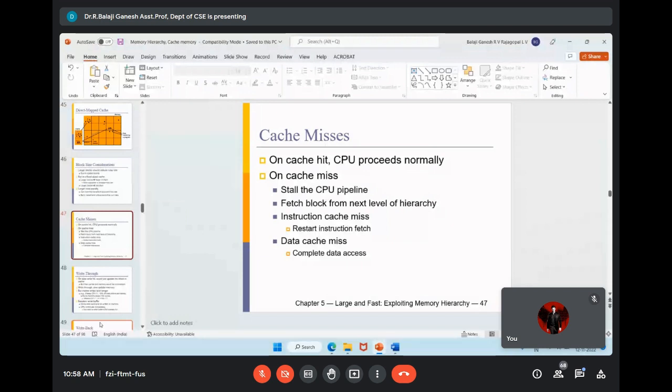There are two types of cache misses: instruction cache miss and data cache miss. Instruction cache miss means the particular instruction is not available in the cache memory, so we need to restart the instruction fetch stage of the pipeline. Suppose a particular data item is not available in the cache, then we call it a data cache miss. So we need to wait and stall the pipeline and complete the data access. That is the only possibility if a cache miss happens.